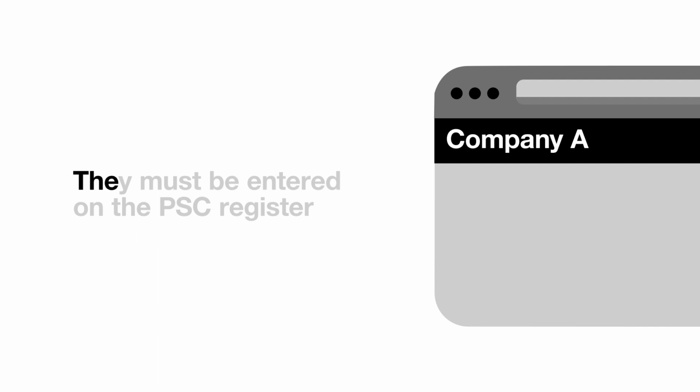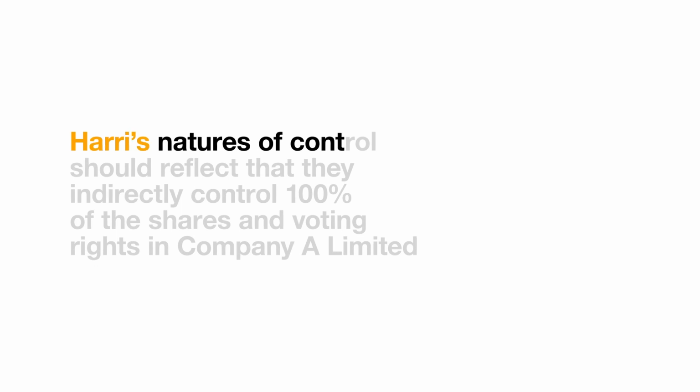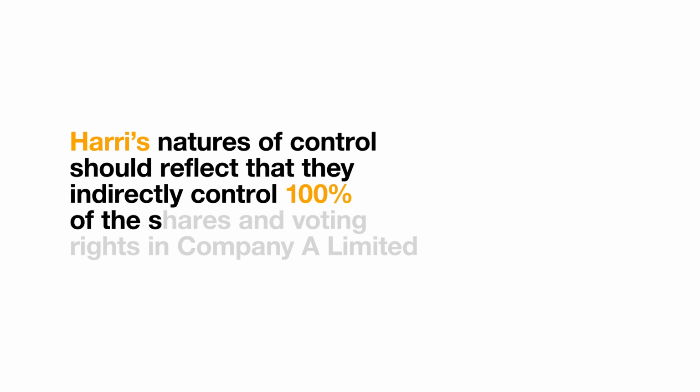Company A has looked through their ownership chain and identified that Harry owns 60% of the shares and voting rights in Company B Limited. Harry qualifies as a PSC and they hold a majority stake in Company B Limited, and they must be entered on the PSC register for Company A Limited. Harry's natures of control should reflect that they indirectly control 100% of the shares and voting rights in Company A Limited.